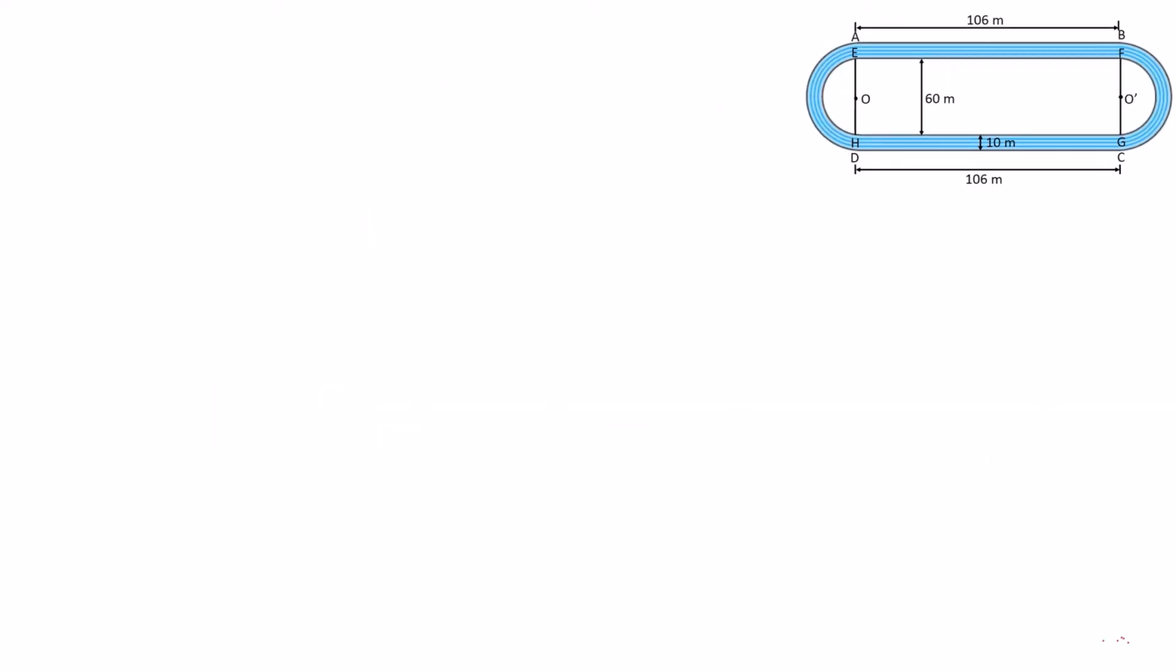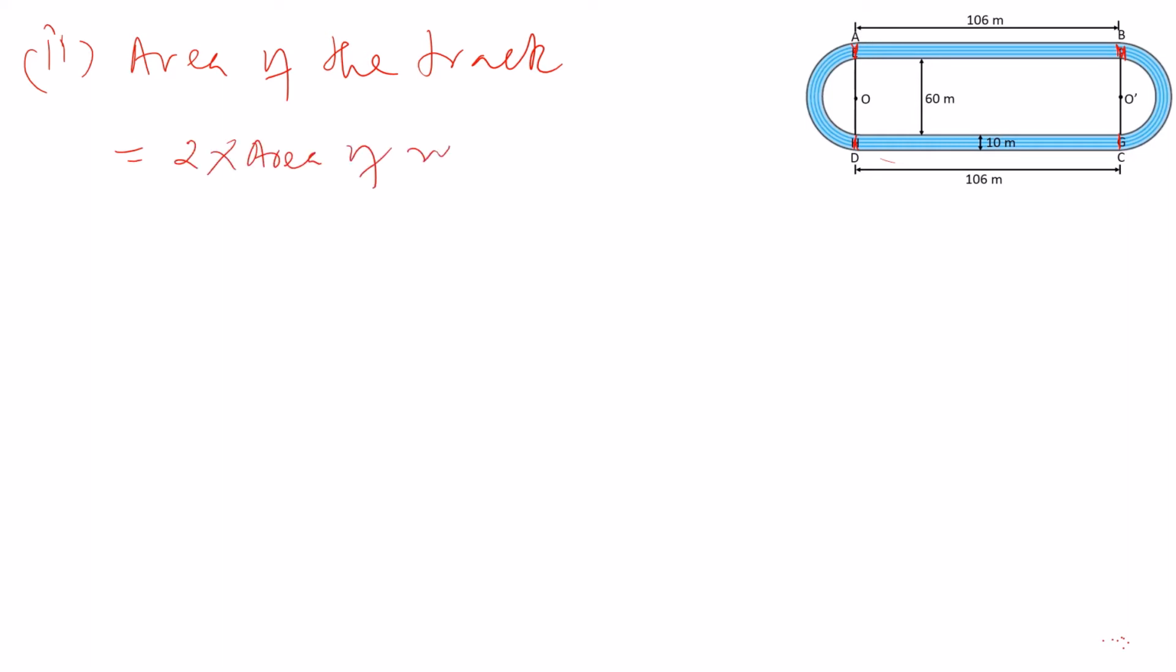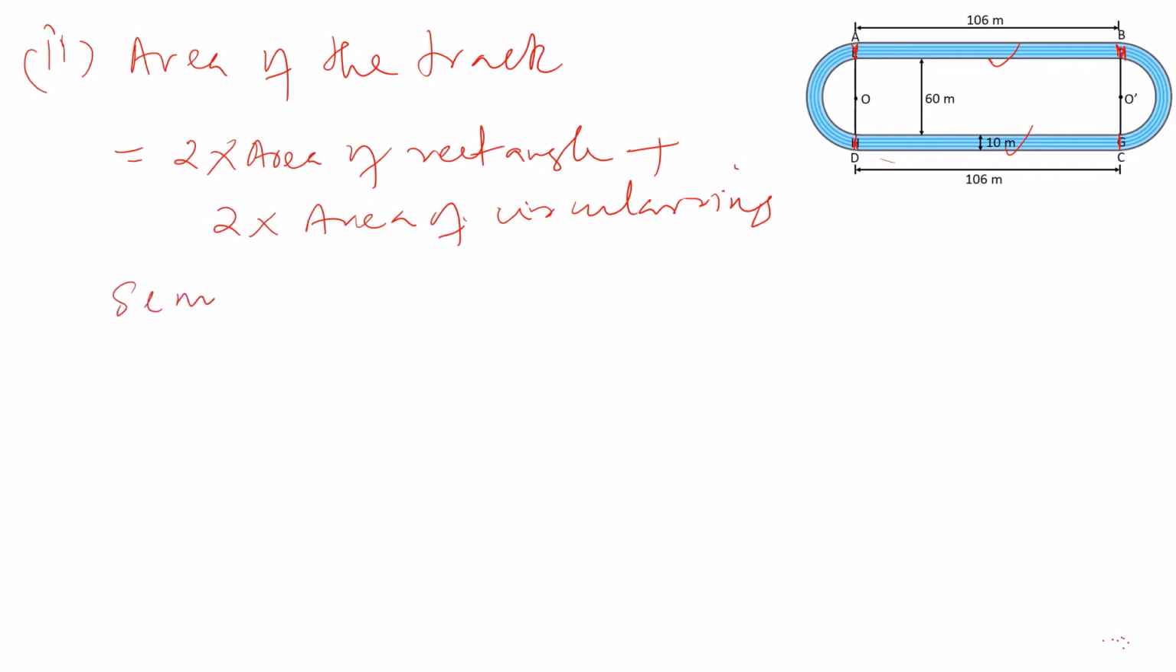Now let's do the second part of the question, that is finding the area of the track. What we are going to do is divide this area into rectangles and two semicircles. So this is equal to 2 times the area of a rectangle. We have two rectangles, one here and one here, plus 2 times the area of the circular ring, on either side. Now we know how to find the area of a rectangle. It is length into breadth.